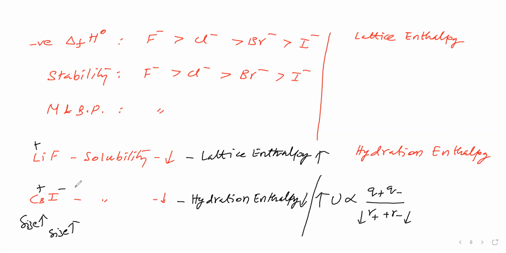If the size of the cation is high, then attraction with water molecules is less. Therefore the extent of hydration is less, and hydration enthalpy is less. Cesium iodide solubility is low because hydration enthalpy is low, so the exothermic nature is low. So, lithium fluoride solubility is low because lattice enthalpy is high, and cesium iodide solubility is low because hydration enthalpy is low.